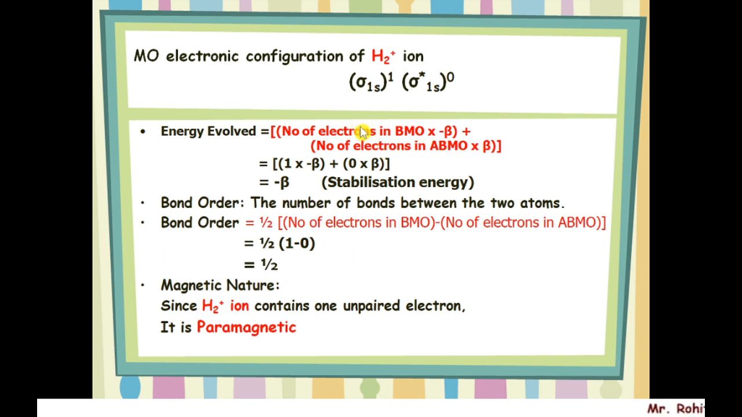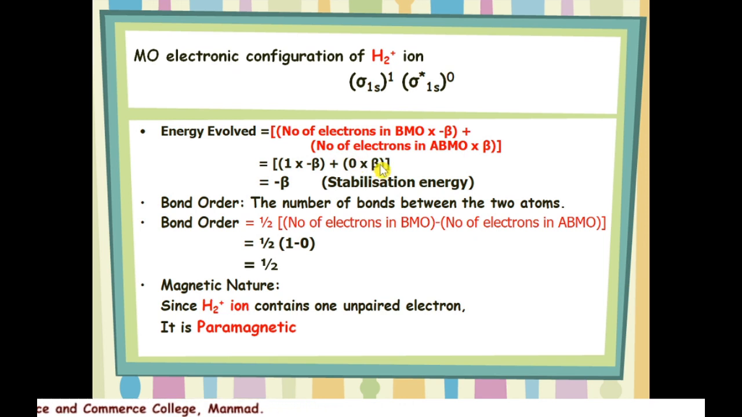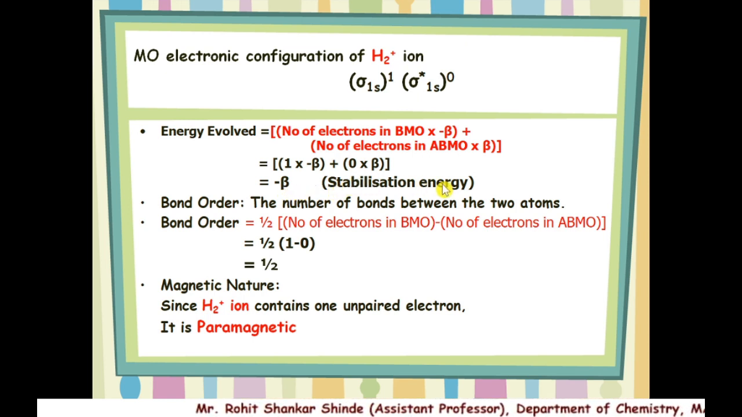So we can put the values directly in this formula to calculate the energy evolved. The bonding molecular orbital possesses 1 electron, and the anti-bonding molecular orbital possesses 0 electrons. So 1 into minus beta, plus the number of electrons in ABMO, which is 0. So 0 into beta becomes 0. So the energy evolved in the formation of the H2 plus ion is minus beta, and this energy is called the stabilization energy.